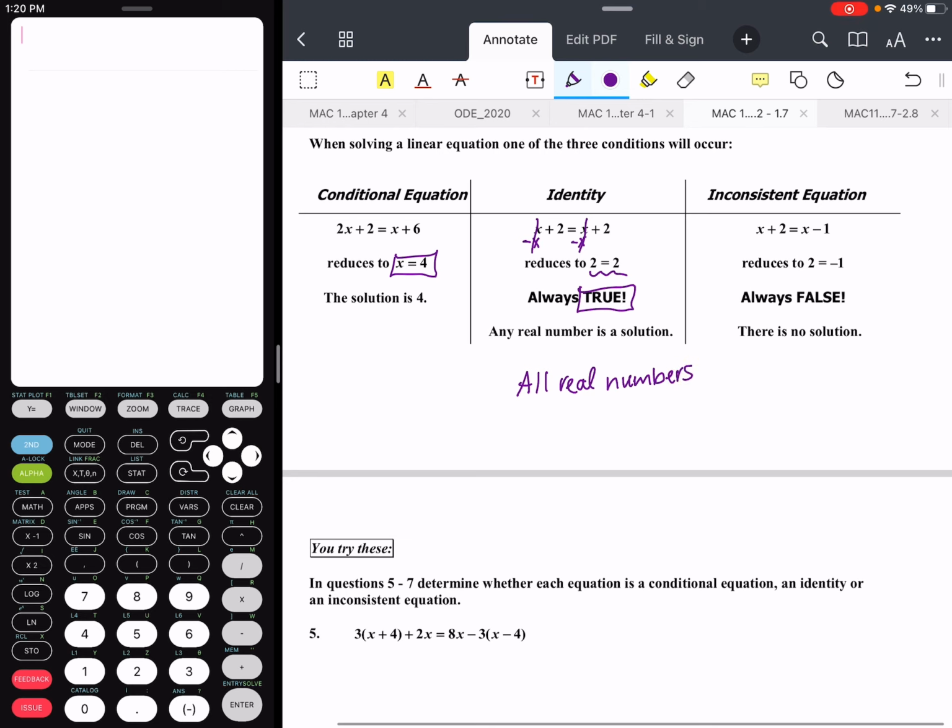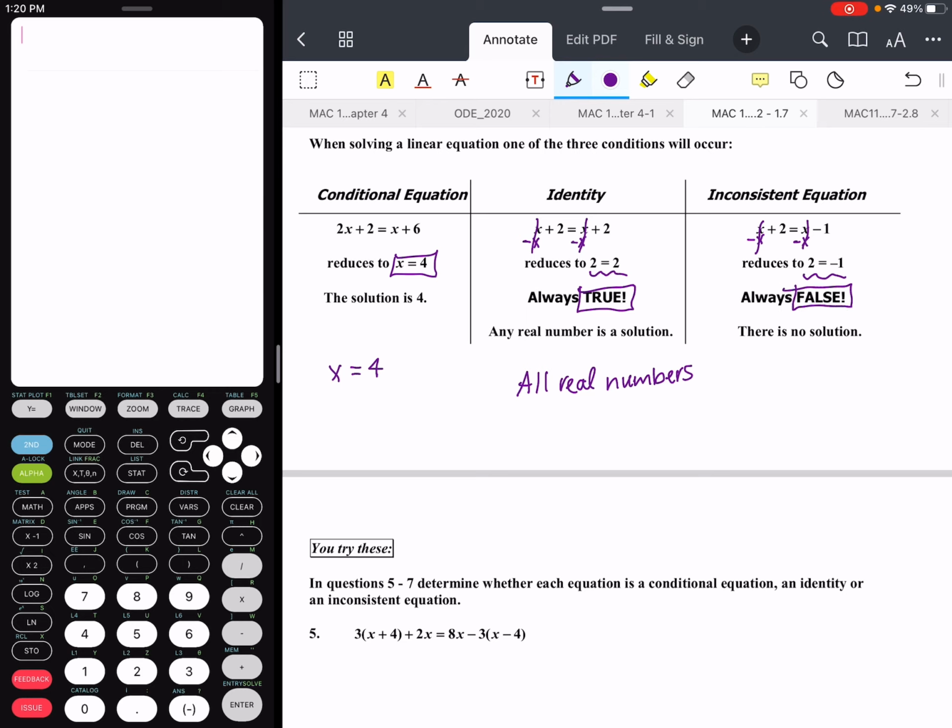So over here for our conditional equation, our solution would be x equals 4. For our identity, we can say all real numbers would solve that equation. And then for an inconsistent equation, something like x plus 2 equals x minus 1, if we go to move our variables by subtracting x, we can see that the variable goes away, and now we have an equation that says 2 equals negative 1. Obviously, that's a false statement.